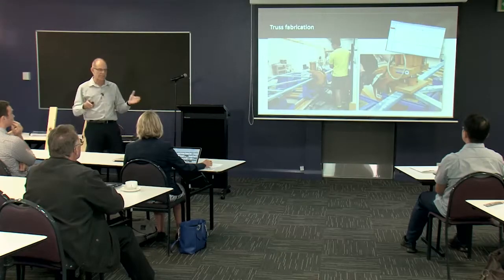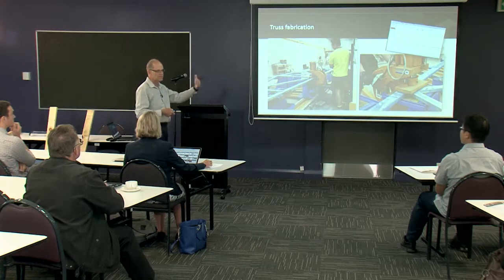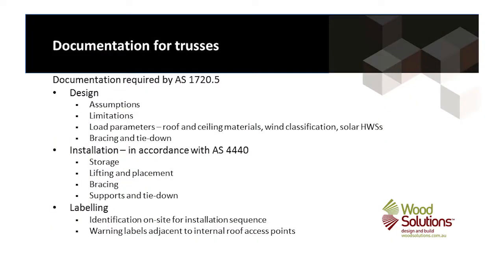The machines that cut the timber are all numerically controlled, so that the software looks after the design and then looks after the fabrication. All of the documentation for the trusses is laid out in AS 1720 Part 5, and it includes information on the design. So what were the design assumptions? What was the design wind speed that the trusses were designed for? What additional loads were the trusses designed for?